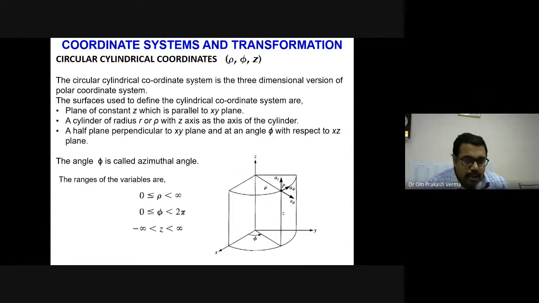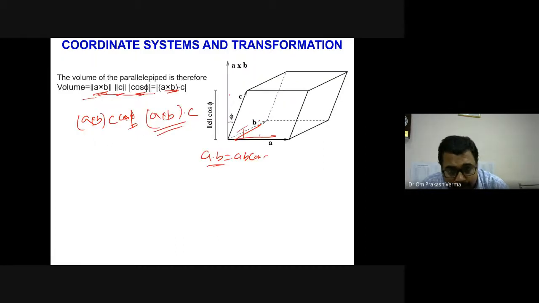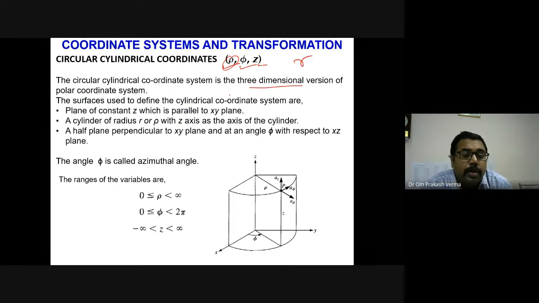Now come to the next, that is the circular cylindrical system. And here we can see that there are three parameters changing, that is rho, phi, z. In some books, rho is represented by r also, right? So you can see the circular cylindrical coordinate system is a three-dimensional version, and Cartesian, rectangular, and spherical are orthogonal, as you know, right? So in this case, there are three parameters, r or rho, phi, z.